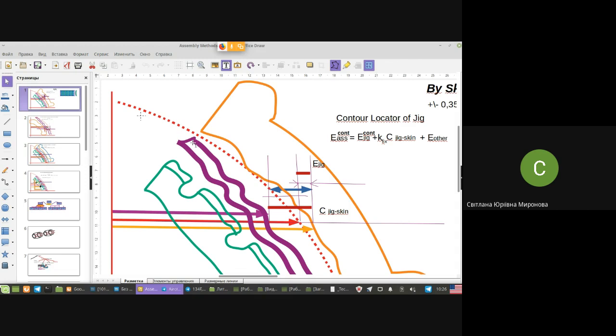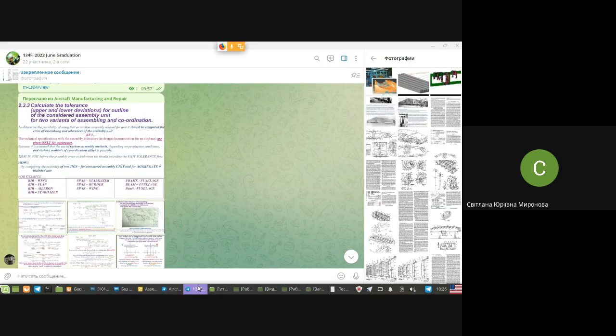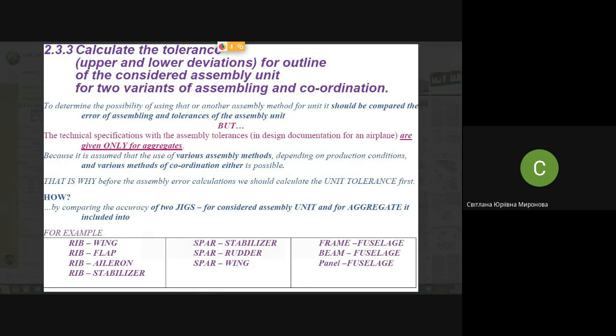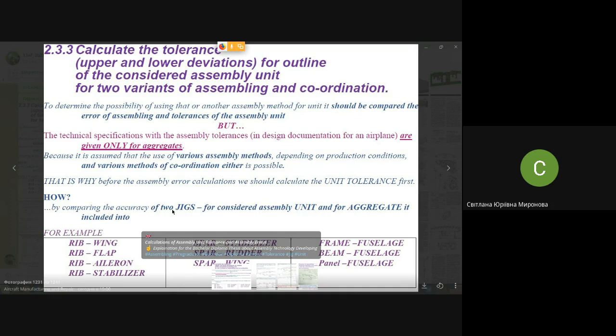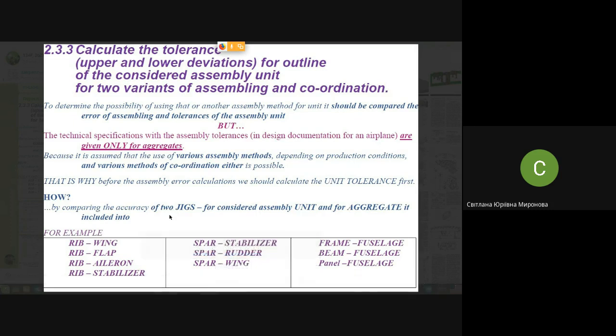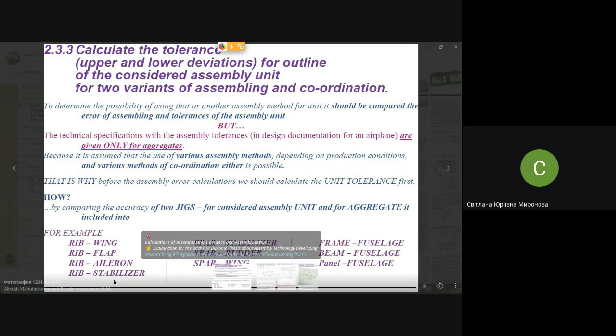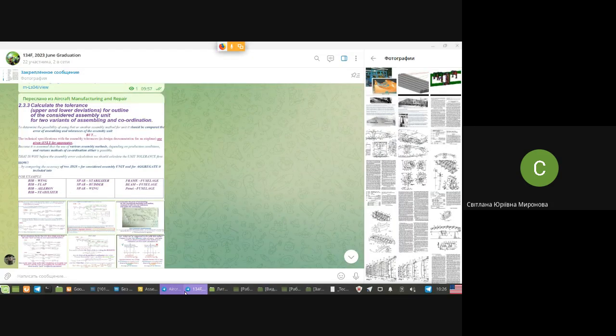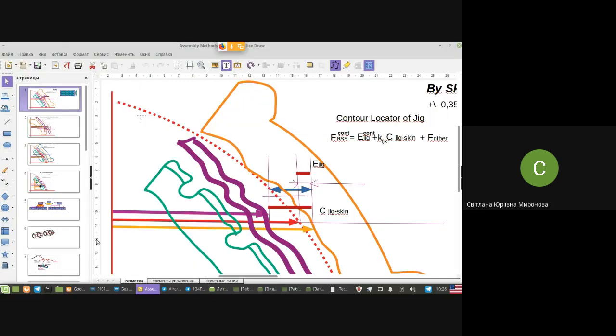The jigs are different. Here you might see, it comes to comparing the accuracy of two jigs: the jig of the aggregate and the jig of your unit. Here I'm just reminding you what these couples of aggregate and unit are. Next, how we may calculate the accuracy of a jig. That, people, we have already done in our laboratory work about the mounting standard.